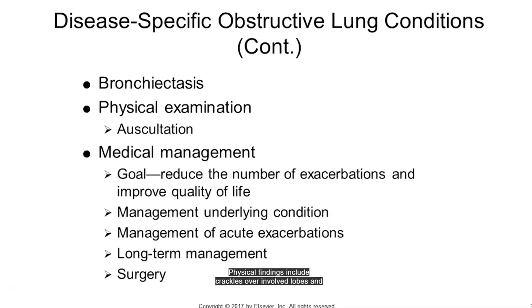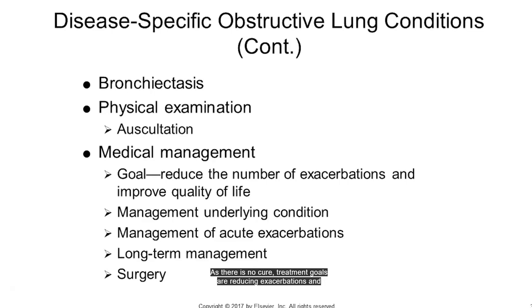Physical findings include crackles over involved lobes and rhonchi where mucus is retained. Decreased or absent breath sounds may be present when mucus plugging occurs. Wheezing occurs in a smaller percentage of patients. Accessory muscle use may also be present as the disease progresses.